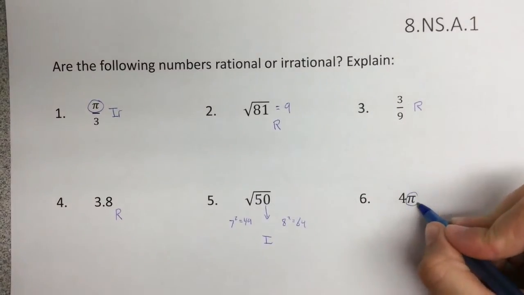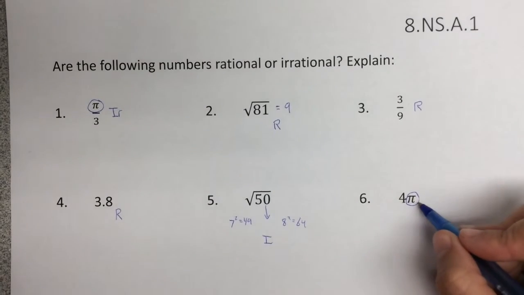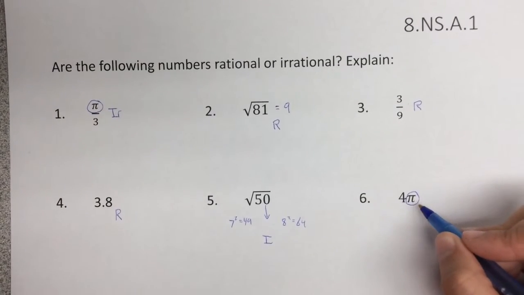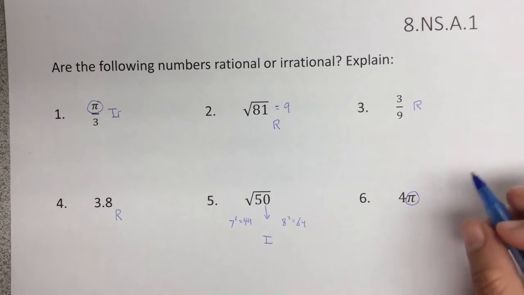And our last one, 4 pi, it has the pi in it. There's no way to get that pi to eliminate or to cancel out, so that pi makes the whole thing irrational.